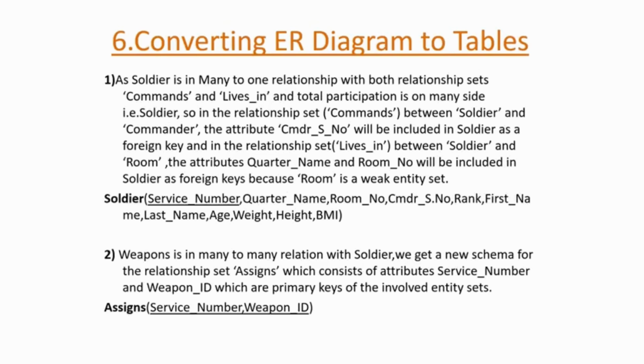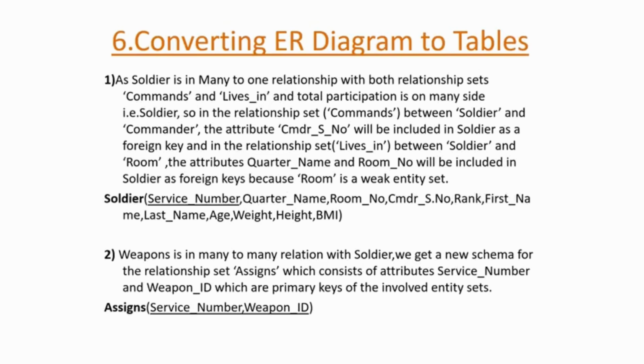As soldier is in a many-to-one relationship with both relationship sets, commands and lives, and total participation is on the many side, that is soldier, in the relationship set commands, between soldier and commander, the attribute commander serial number will be included in soldier as a foreign key, and in the relationship set lives, between soldier and room, the attributes quarter name and room number will be included in soldier as foreign keys because room is a weak entity set.